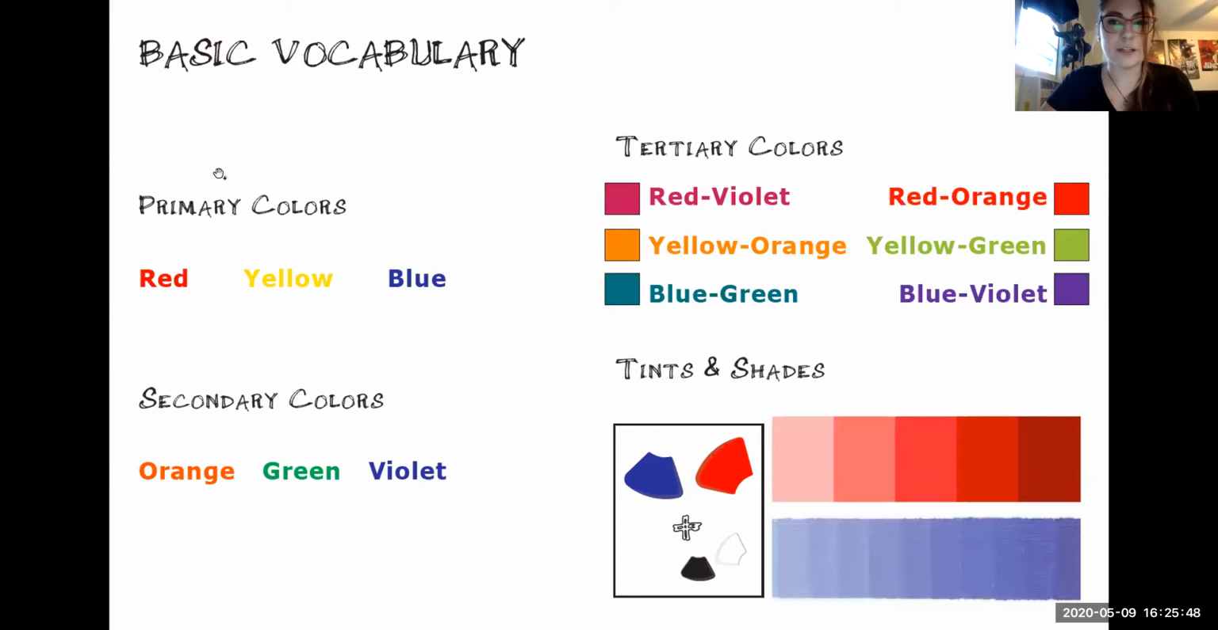So you have your primary colors, red, yellow, blue, and your secondary colors, which are orange, green, and violet. And the secondary colors are made up by mixing primary colors. For example, red and blue, you get purple. And then you also have a next step of colors, which are tertiary colors, which are the primary and the secondary colors mixed together. So you have red-violet, red-orange, yellow-green, blue-green, and blue-violet.